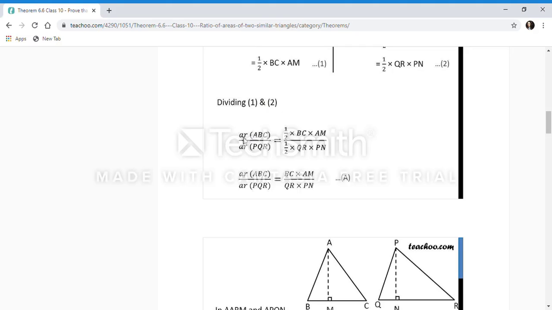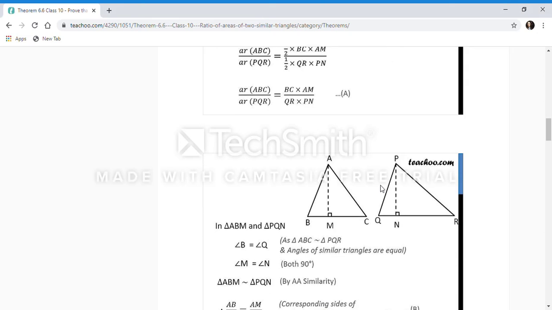Now we find the ratio, area of triangle ABC by area of triangle PQR, that is 1 by 2 into BC into AM and 1 by 2 into QR into PN. The 1 by 2 cancels out. Finally we get BC into AM by QR into PN. Suppose this is another relation, that is Q.